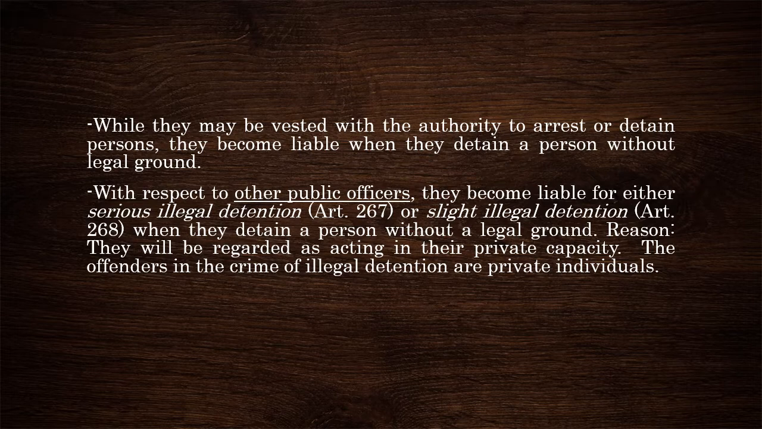In other words, they become liable for either serious illegal detention in Article 267 or slight illegal detention in Article 268. Reason? They will be regarded as acting in their private capacities here because in the crime of illegal detention, the offenders are primarily or principally private individuals. So, if the offender is a public officer, but this public officer is not vested with the authority to arrest or detain a person, and he detains a person without legal ground, he becomes liable not under Article 124, but for some other crime, which, as I said, is the crime of illegal detention.